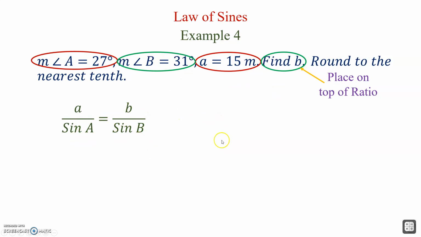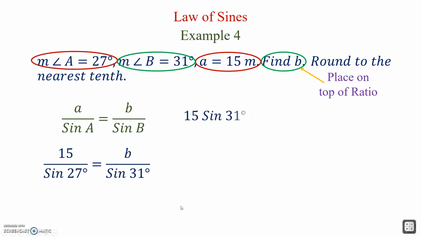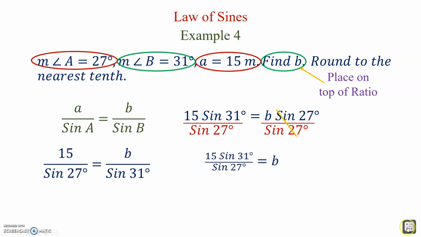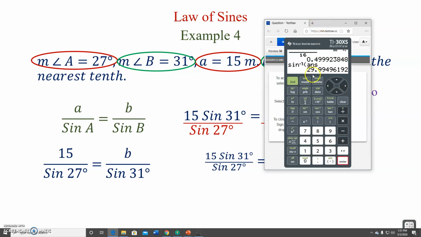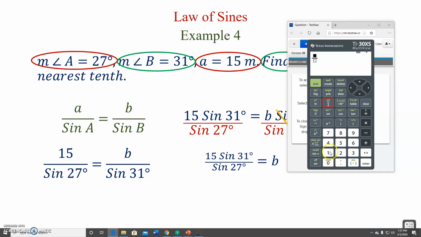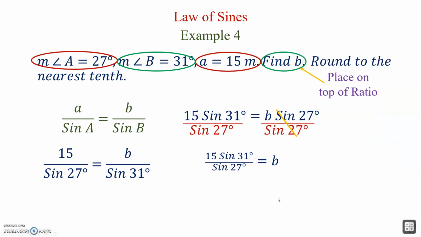So again, there's no need to actually draw the illustration. So let's go ahead and substitute the values in. Again, cross multiply. To get b by itself, we'll divide by sine 27 on both sides. Sine 27's cancel. This is what we put into the calculator. Let's clear that, and we get 15 sine 31 over sine 27. There's our B. A little bit around 17 meters. So there we go.